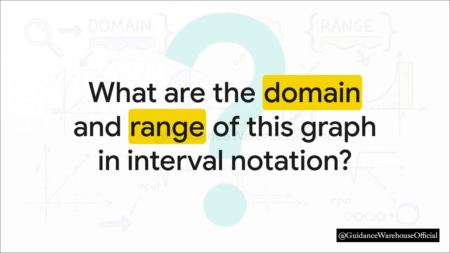Okay, you ready? The graph starts at a solid point at x equals -4 and has an arrow pointing right, which means it goes on forever. So the domain is [-4, infinity). For the range, the arrow points down forever and the graph goes up to, but never quite touches, y equals 1. So the range is (-infinity, 1).